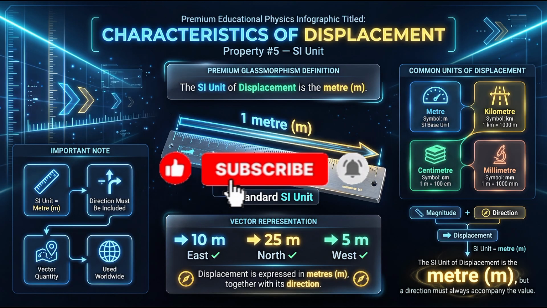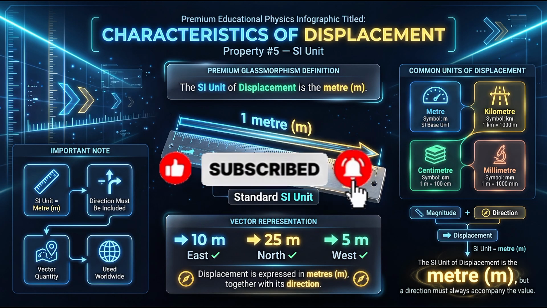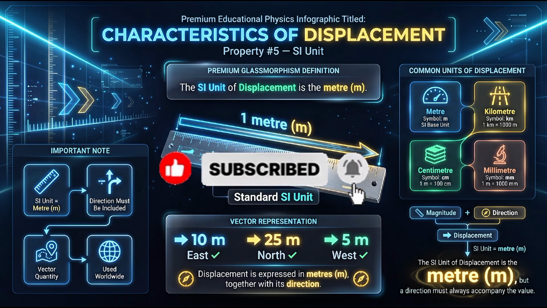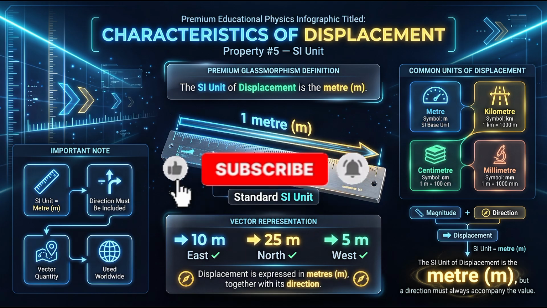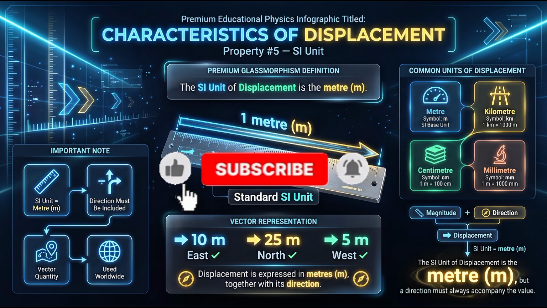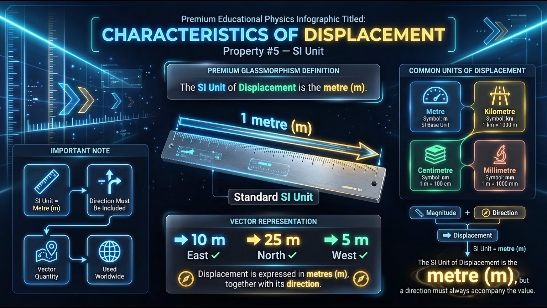Another characteristic of displacement is that every physical quantity must be measured using a standard unit, and the SI unit of displacement is the metre, represented by the symbol m. The International System of Units, commonly called the SI system, provides a universal standard for measurements used by scientists, engineers, and students around the world. Since displacement is a measure of the change in position, its standard SI unit is the metre. A metre is the most commonly used unit for measuring displacement in everyday situations.